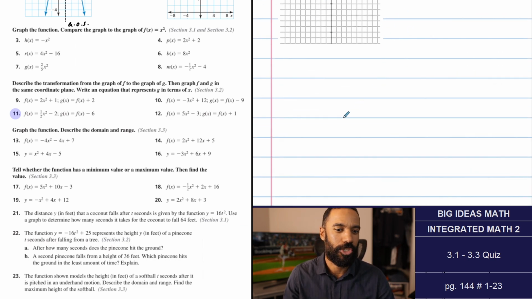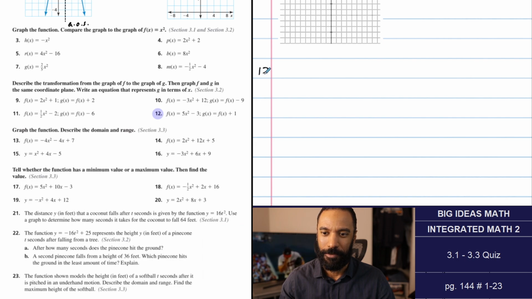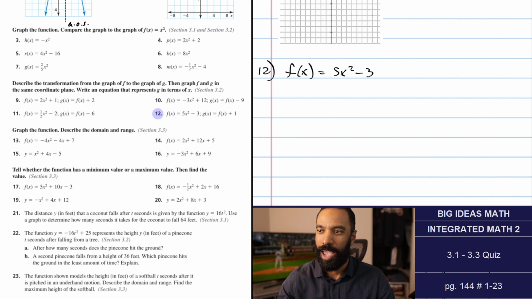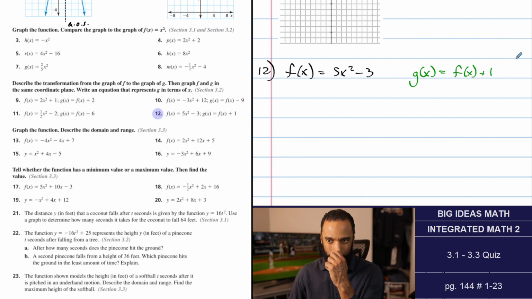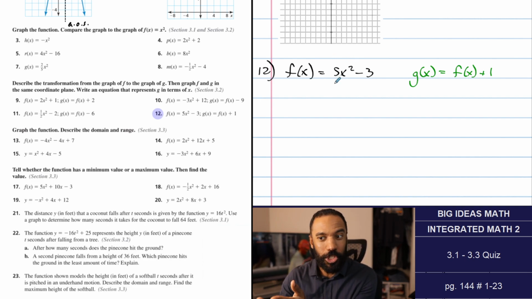All right, number 12. This one won't look as good. It's just going to be so tall. That's so tall. Good thing we got that one. f of x equals 5x squared minus 3, and then g of x equals f of x plus 1. Oh my gosh, this is going to look so crowded. It's only 1 unit up more. It's only translated 1, and this is so sharp.